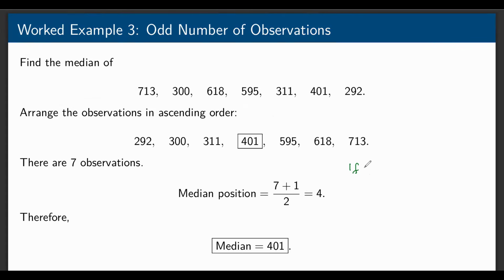If the data points are odd, you use (n plus 1) divided by 2. Here n is 7, so 7 plus 1 divided by 2, which is 8 divided by 2, giving us 4. So your median will be the 4th position. So we start counting. First, second, third, fourth. So this then becomes our median.